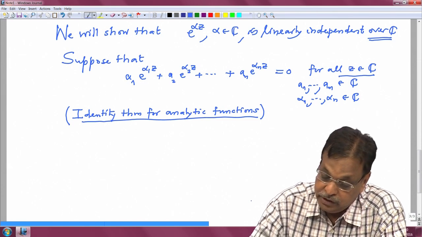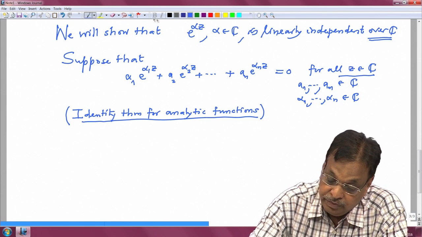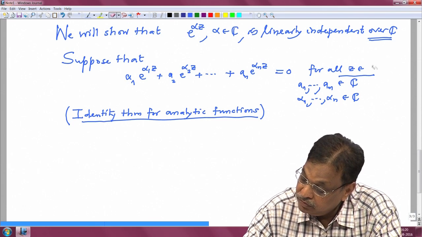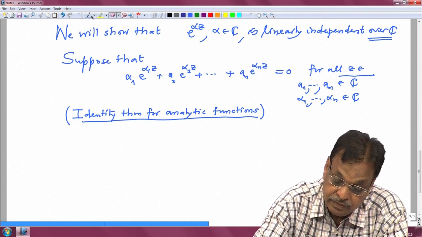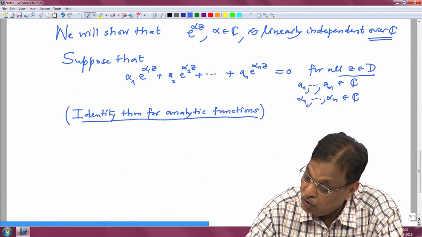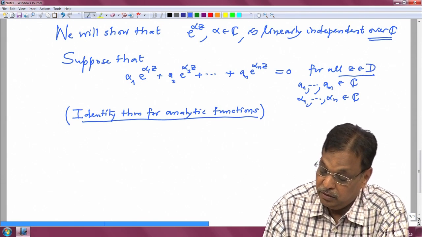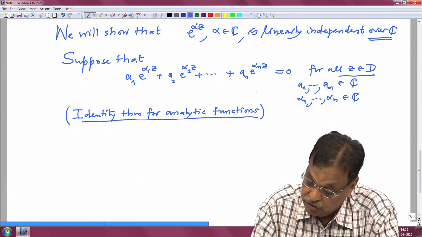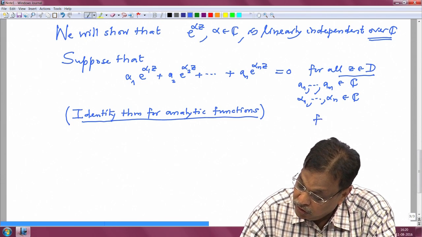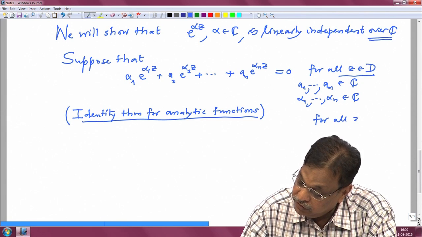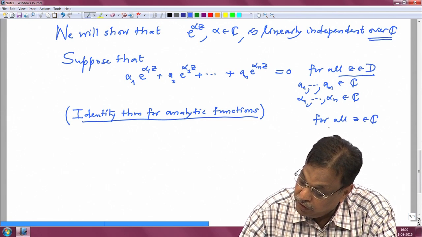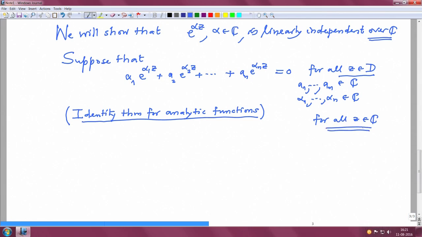So, I made a mistake here. First, to start with, it is 0 for all elements in D, but because of the identity theorem for analytic functions, this equality actually holds for all z in C. This is where we are using our assumption that D has a limit point in C.